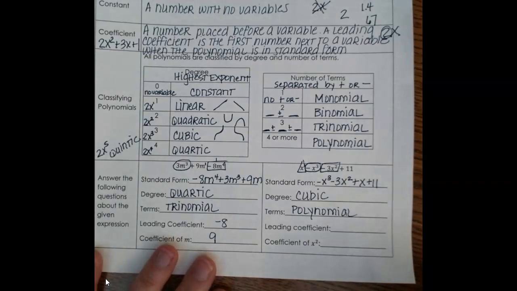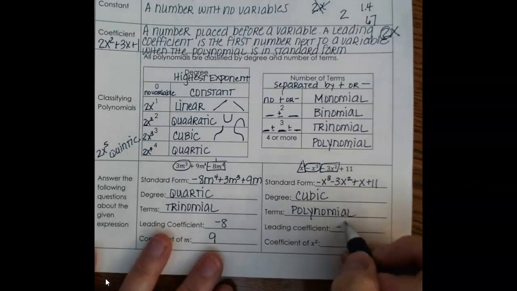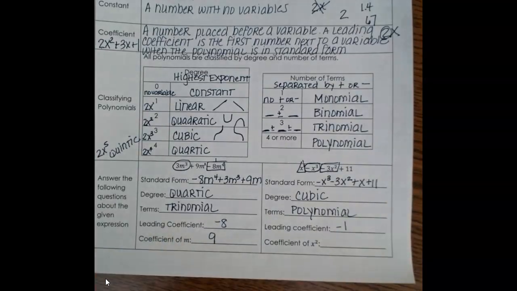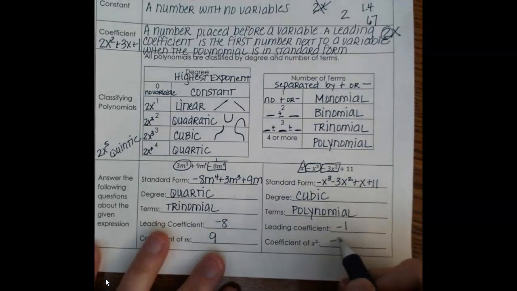Our leading coefficient, it's the number up front when in standard form. Here's our standard form. The number up front is negative 1. And the coefficient of x squared, that means find x squared. What's the number in front of it? Negative 3.